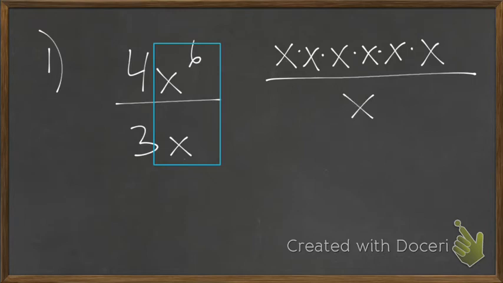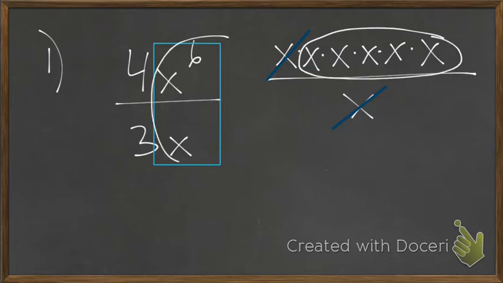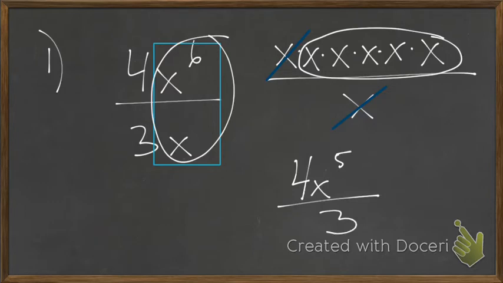As in all division, anything divided by itself is 1. So an x divided by an x is just a 1. What I do with that is I say, I'm going to get rid of that x, and I'm going to get rid of that x. They cancel each other, which is why the quotient property is that we can subtract. We can subtract right here our 6 minus 1 to get 5. So that's going to give me 4x to the 5th over 3 as my answer.